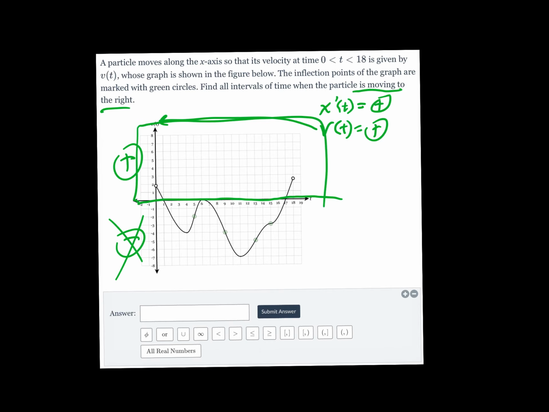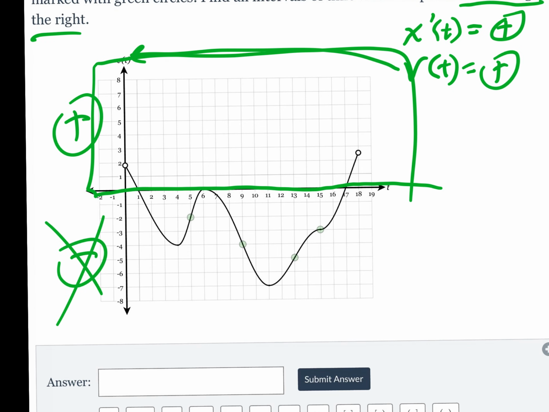Well, if you focus on these two, there's only two small intervals. Let me do this one first. This interval right here is going from 0, it's open, to 1. The other interval over here looks like it's going from time 17 to time 18. That's where it's positive. Those are your two answers.